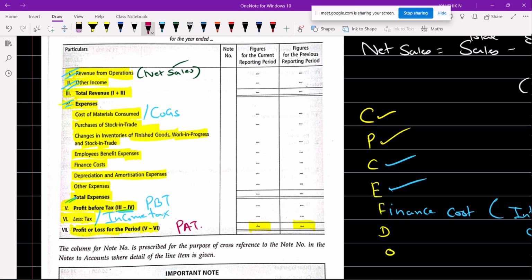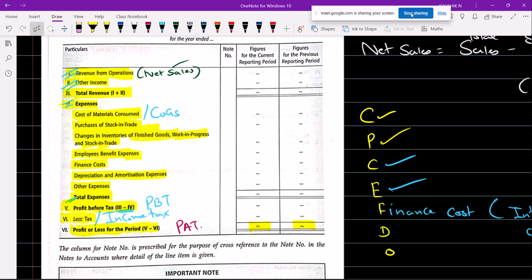Hope the format of your profit and loss is clear to you all, or if you have any doubt, get it clarified. Do you have any doubt? Is there any doubt? No, sir. Okay, fine. Then we'll stop it over here for the day.